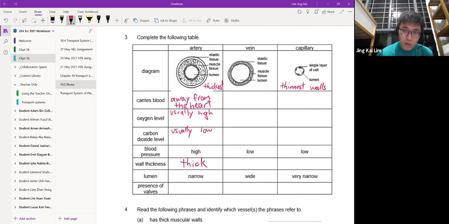Okay, lumen. Lumen is basically the hole. The hole of the artery itself is very narrow to ensure that the high blood pressure is there, so that it can be going further. Okay, so valves, there are no valves here because we don't need to worry about the backflow, right? Okay, for the veins, they carry blood towards the heart.